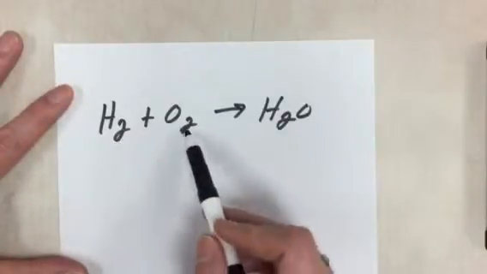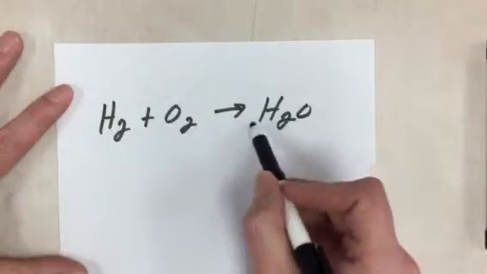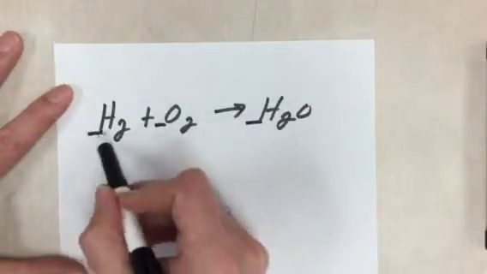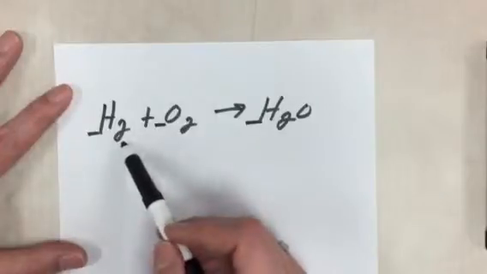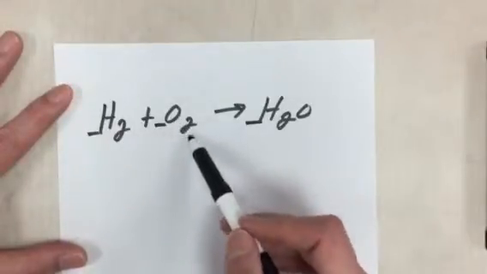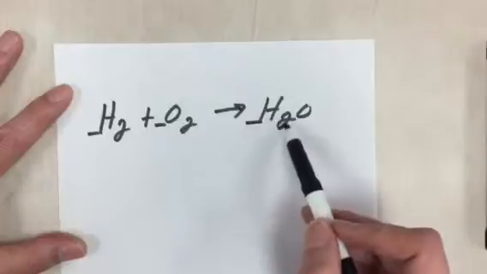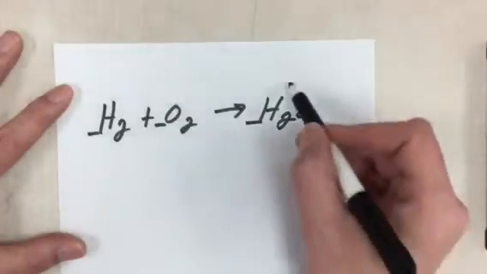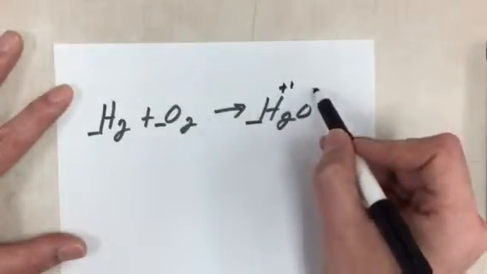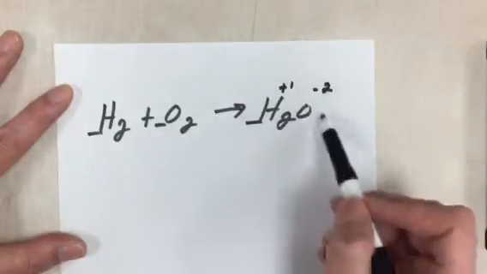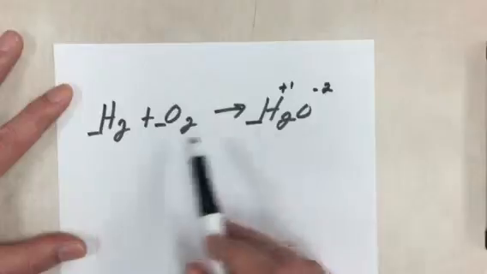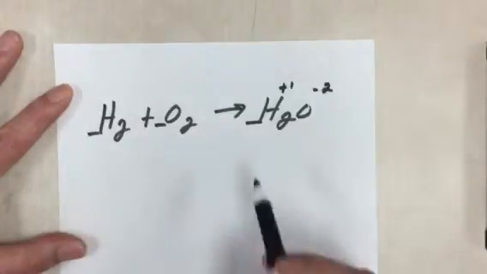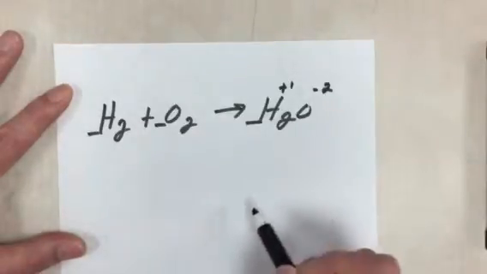Once you write your subscripts correctly, the only thing that you can do is change your coefficients. Hydrogen has a 2 here because it's diatomic. Oxygen has a 2 because it's diatomic. And the formula for water is H2O because hydrogen is a positive 1, oxygen is a negative 2. So you would crisscross that, so that would be your correct formula. And once you get your formula written correctly, again, all you can do is adjust your coefficients.